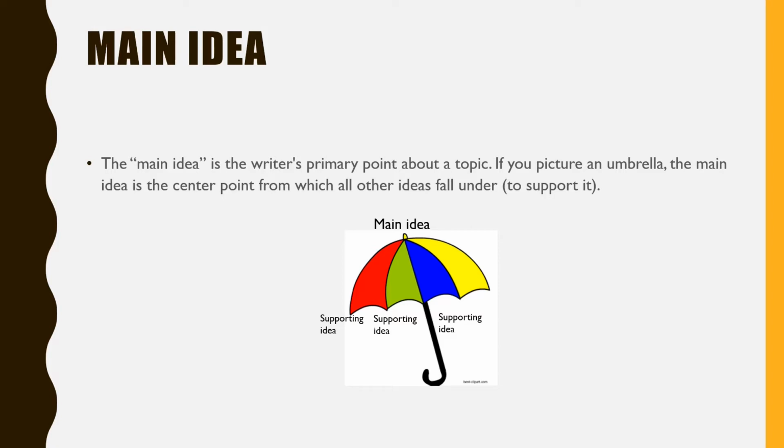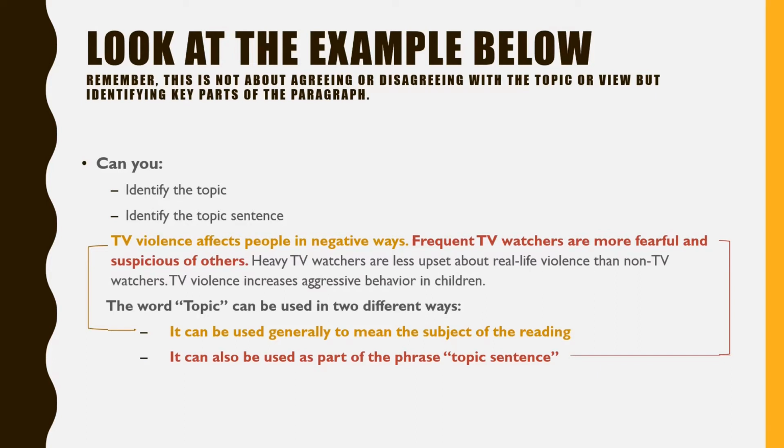So let's look at the example below, and remember, this is not about agreeing or disagreeing with the topic or view, but identifying the key parts of the paragraph. And I say that because it's so easy when someone makes a statement for us to emotionally react to the statement. But in this exercise, again, we're looking at it to identify key parts of the paragraph. So in this example, can you identify the topic and identify the topic sentence?